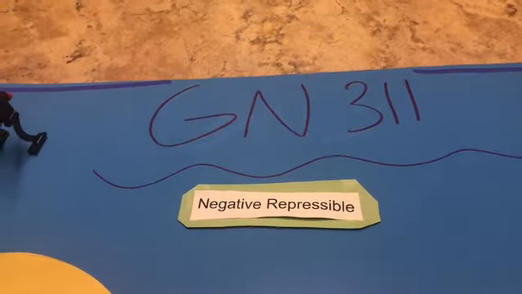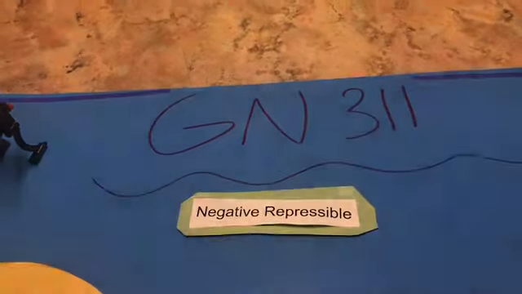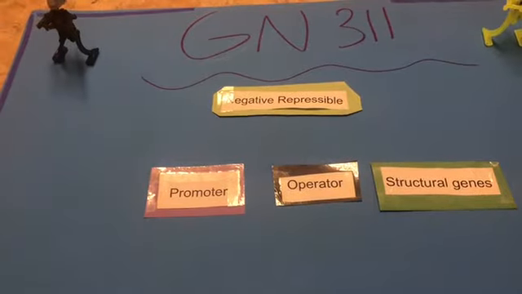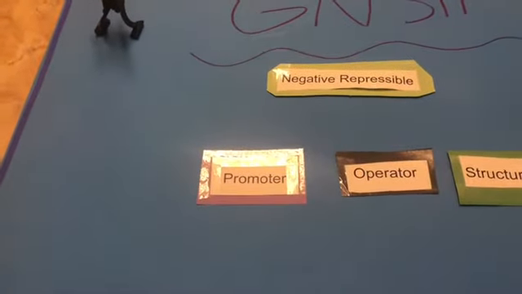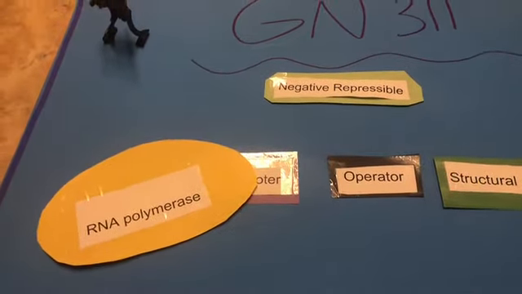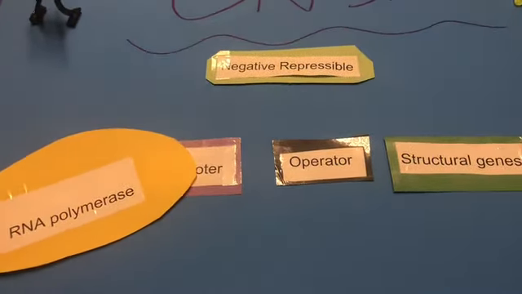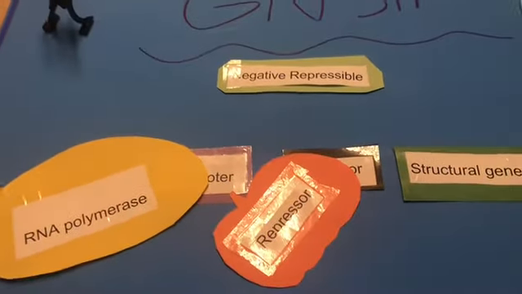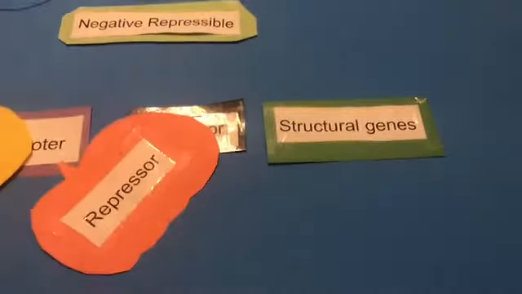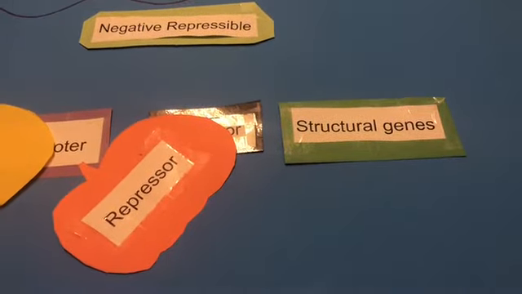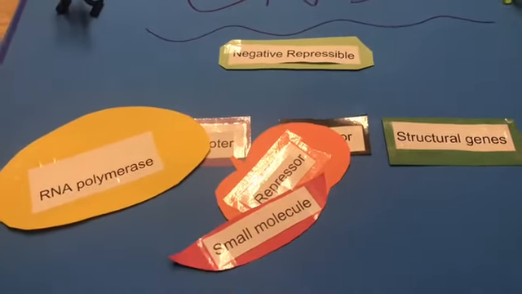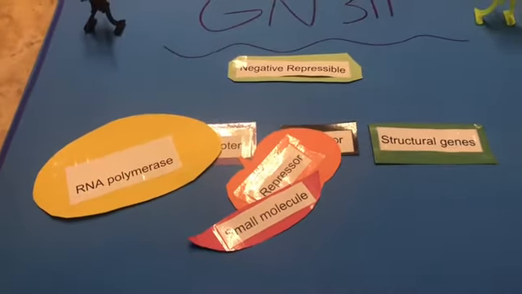Welcome to Genetics 311. We're going to talk about negative repressible gene regulation. So just to review, regulatory systems have multiple components. For example, they have the promoter region, which is a site for RNA polymerase to bind and start transcription. The operator region is where the regulatory protein binds to control the expression of the structural genes. We have the structural genes, which code for proteins. We also have the small molecule, which binds to the regulatory protein and determines the activity of the regulatory protein.